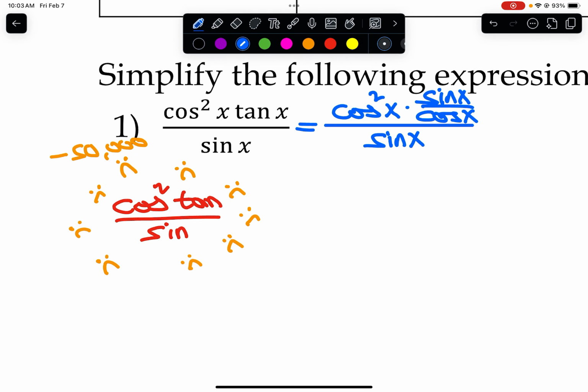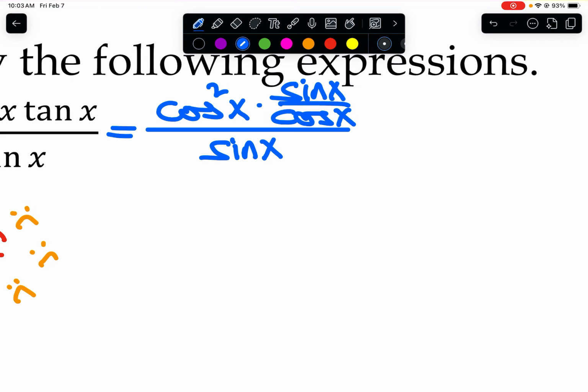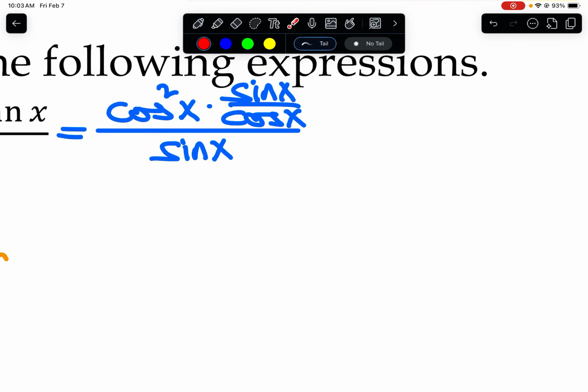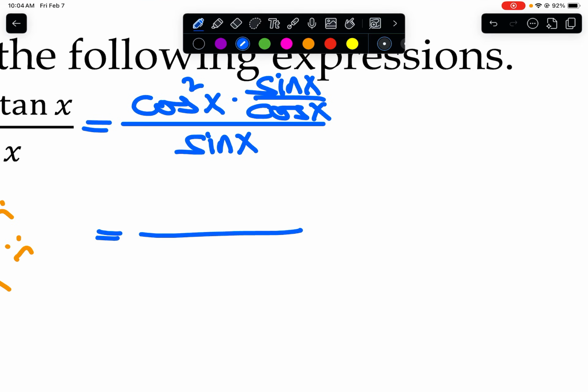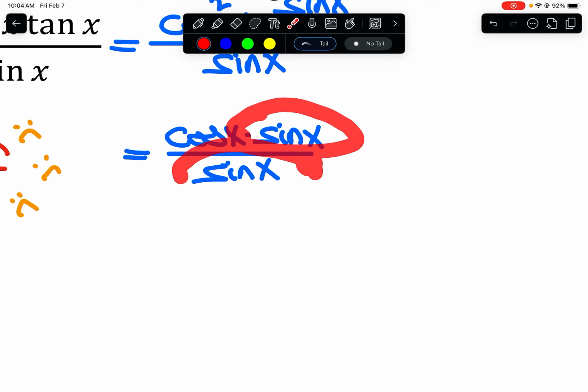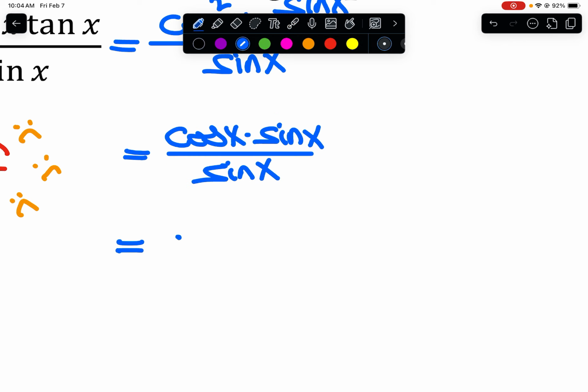I will say on the AP test, if you don't put your variables, you're automatically losing the point, even if you did it right. So that being said, let's simplify. Over here, we have a cosine squared x and a cosine x in the bottom. So I'm going to simplify and rewrite this as just cosine x, just one of them, since we lost one, times sine x, and that's going to be all over sine x. Then we have a sine x and a sine x, so those are going to cross out, and we are left with cosine x.